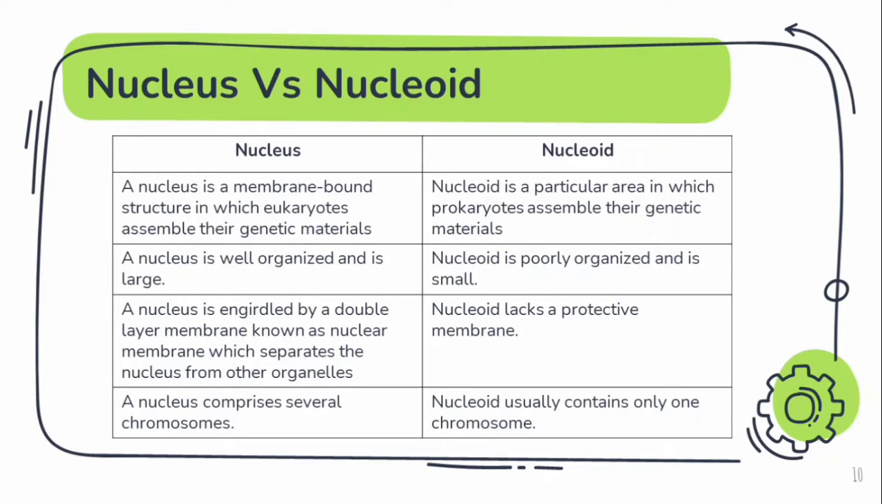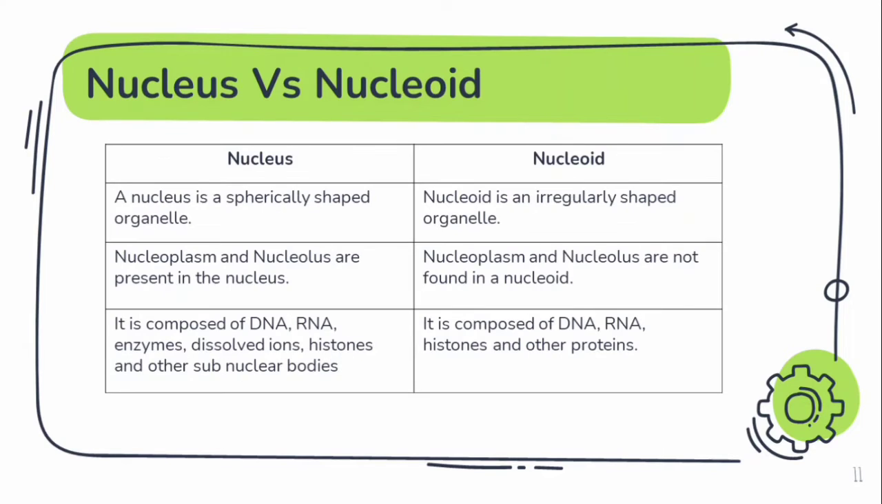A nucleus is engirdled by a double-layer membrane known as the nuclear membrane, which separates the nucleus from other organelles. A nucleoid lacks a protective membrane. A nucleus comprises several chromosomes, and a nucleoid usually contains only one chromosome. A nucleus is a spherically shaped organelle, while the nucleoid is an irregularly shaped organelle.